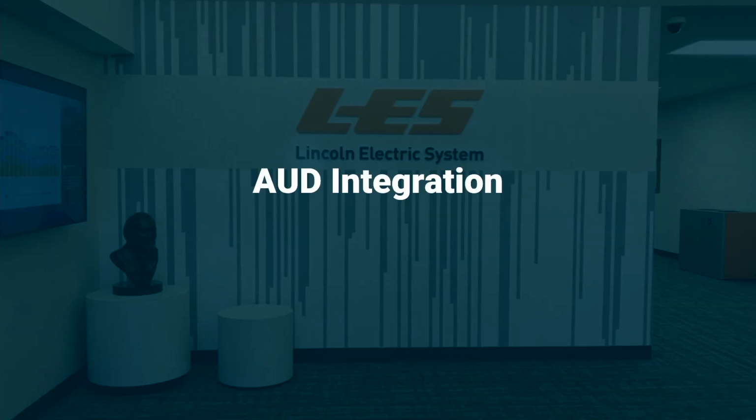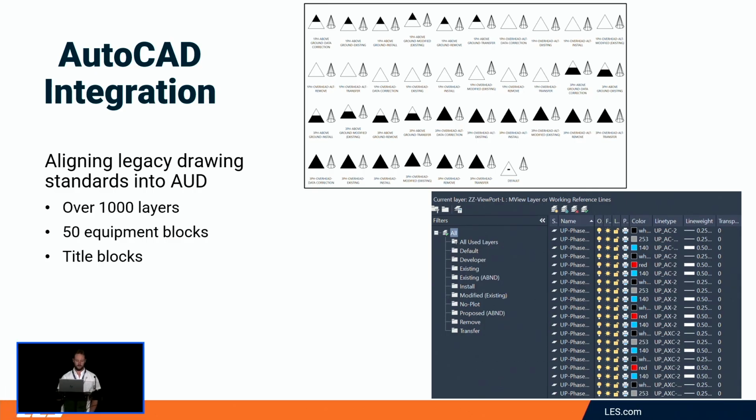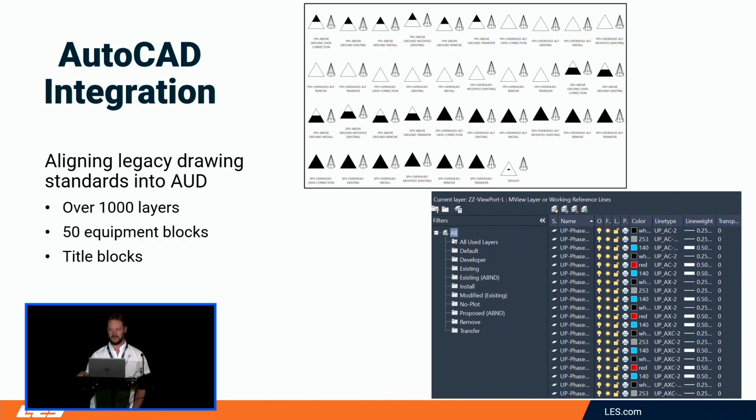Going into the integration with AUD from our legacy system, when it came to AutoCAD, that was pretty straightforward since we had already used that system for our drawings before. I think our biggest hurdle with that was aligning our legacy drawing standards to be implemented in AUD. So we had over 1,000 layers, 50 equipment blocks and title blocks that we were able to bring into AUD and implement through there.